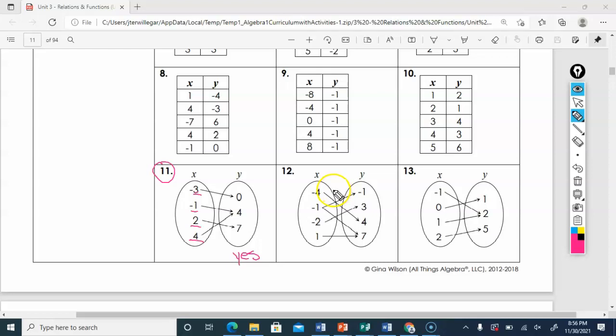Let's take a look at 12. So I have -4 going to 4. Good. But here I have -1 going to 2 different numbers. So that's not a function. -1 can only have one path to go to if I plug it in. So that's a no. Whereas 13, each one only has one path. So that's a yes.